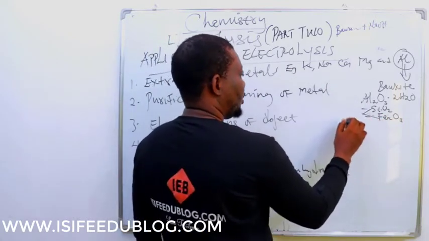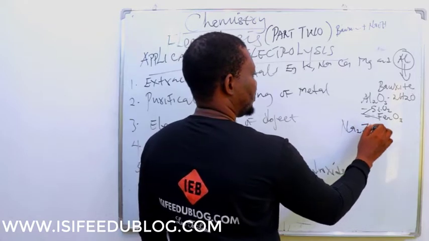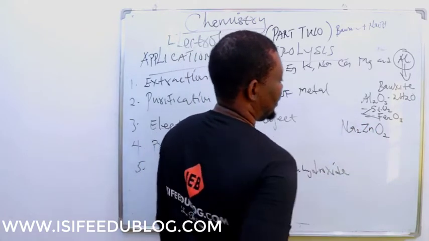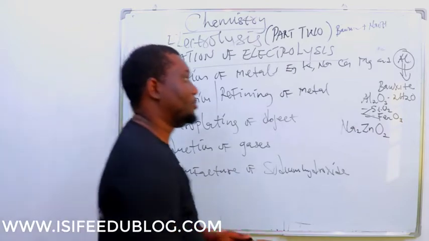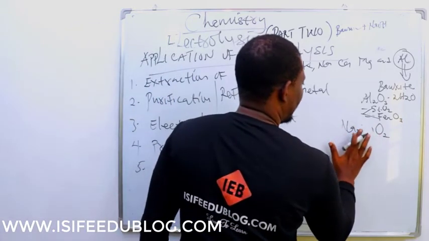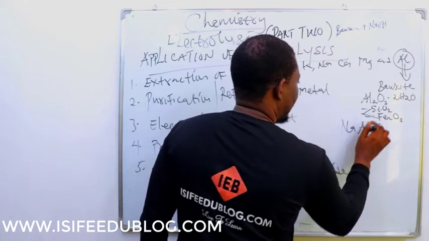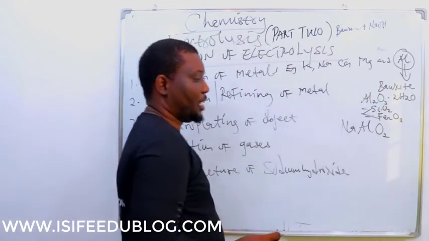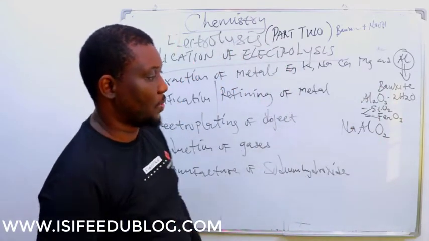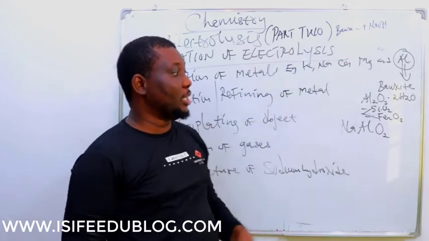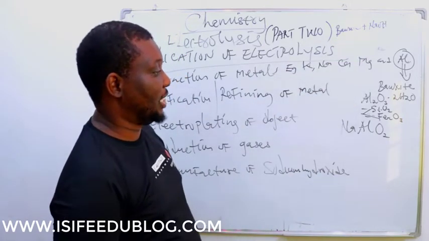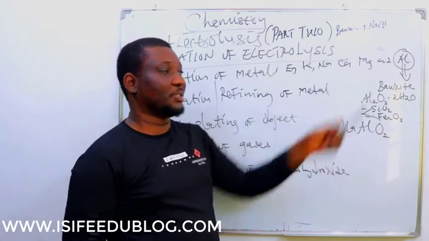So via filtration, these two oxides are filtered off from the mixture, and what remains will be a complex sodium salt. We're talking about aluminium, not zinc, so we're going to have sodium tetrahydroxoaluminate. That is the compound formed when bauxite reacts with sodium hydroxide. The only component of bauxite that will react with sodium hydroxide is aluminium oxide.